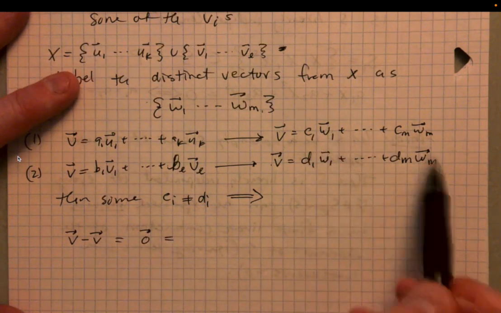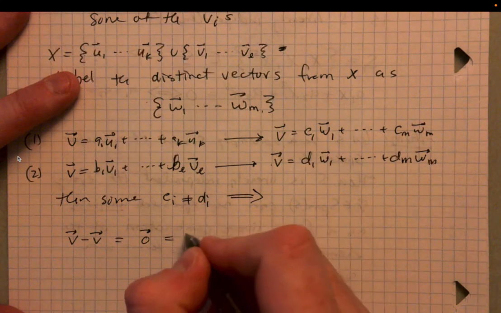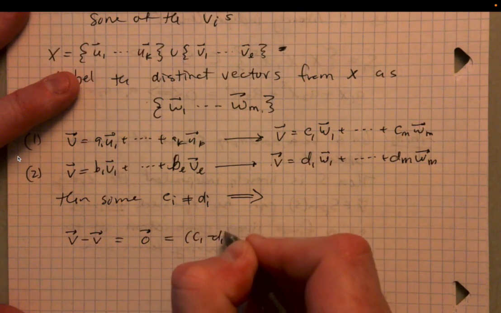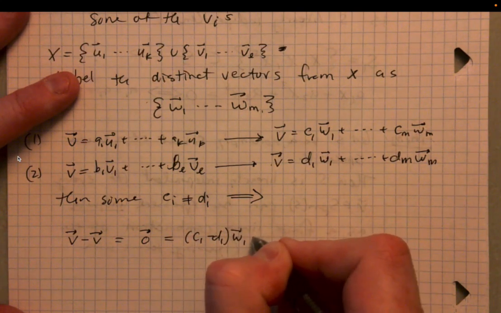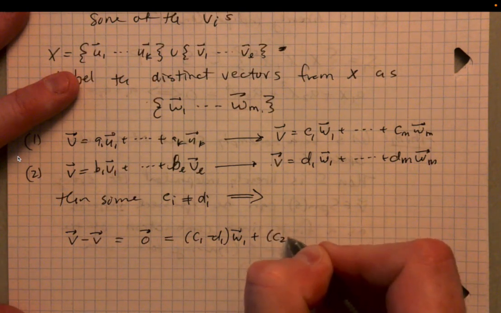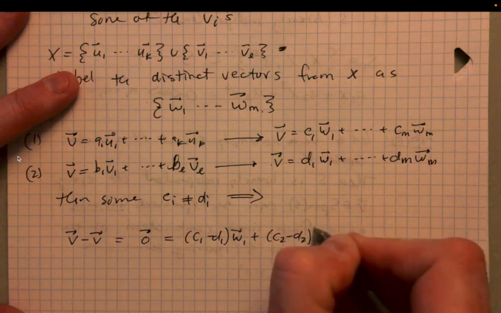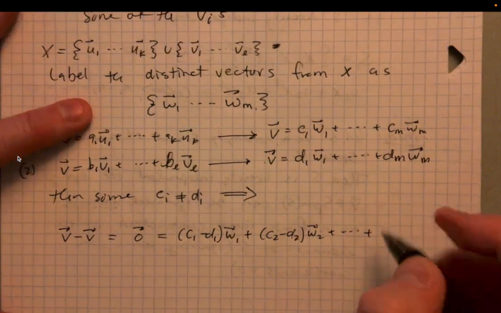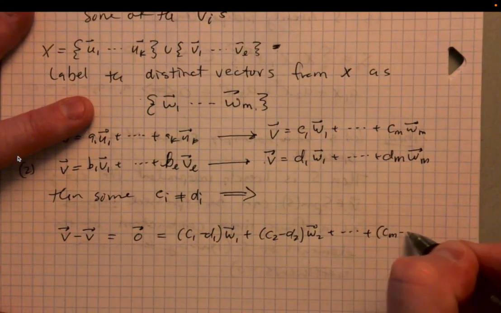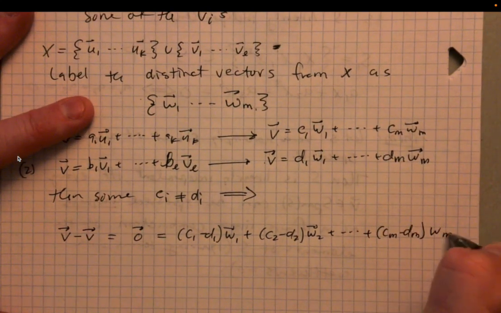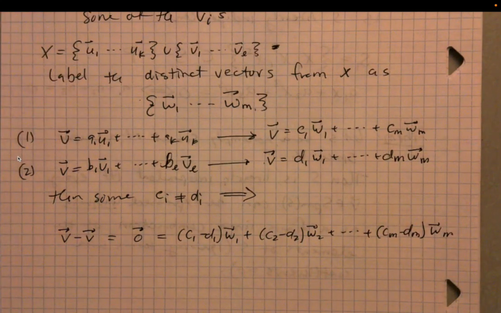And if I just subtract these component-wise, I'll get (c1 minus d1) w1 plus (c2 minus d2) w2 plus dot dot dot plus (cm minus dm) wm, right? Okay. Now, what do we know about w1 through wm?